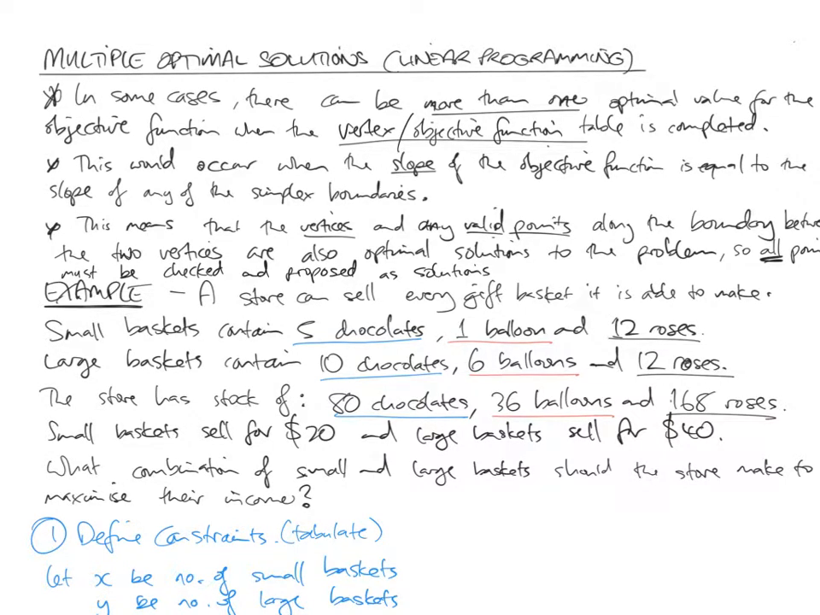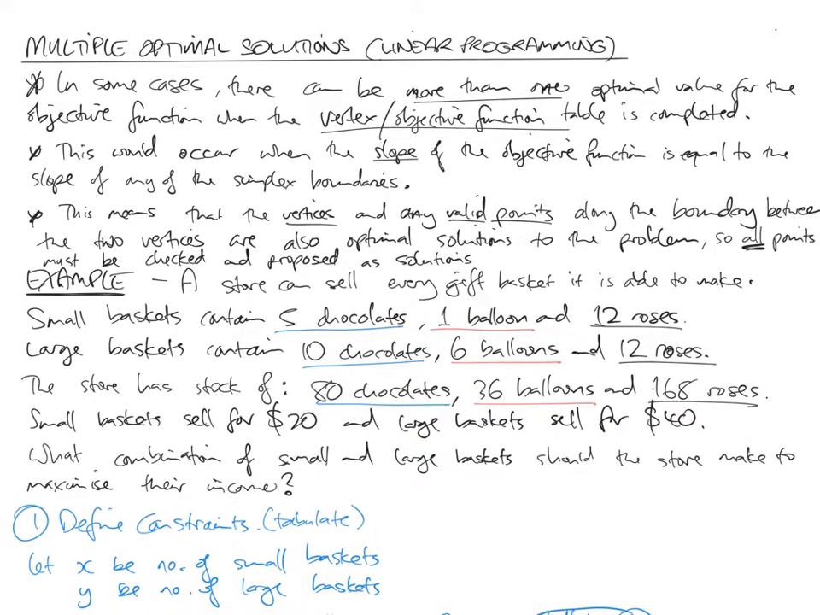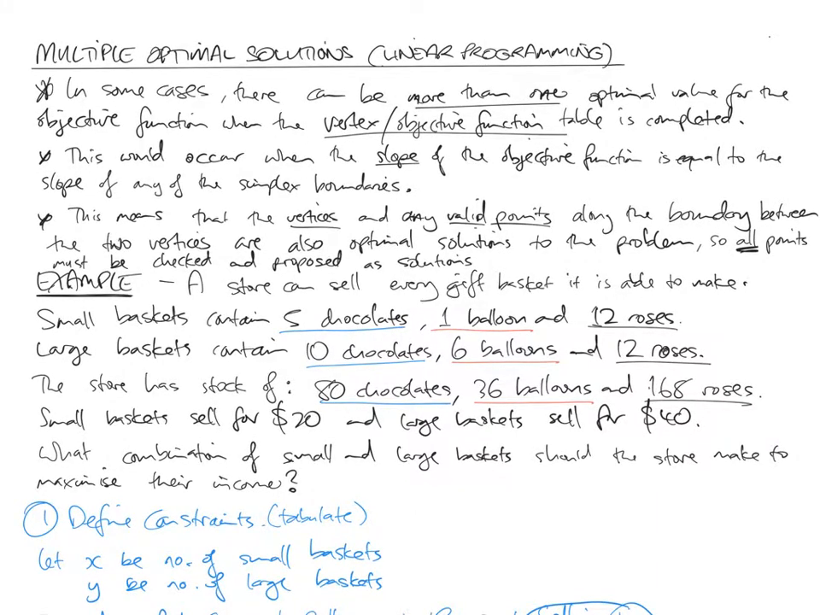This is another video. This one is on multiple optimal solutions when you're doing linear programming. In some cases there can be more than one optimal value for the objective function when you do the vertex objective function table and you complete it to find the optimal solution, which you would have seen in the previous two videos. This would occur when the slope of the objective function equals the slope of any of the simplex boundaries. So that means that the vertices and any valid points along the boundary between those two vertices are also going to be optimal solutions to the problem.